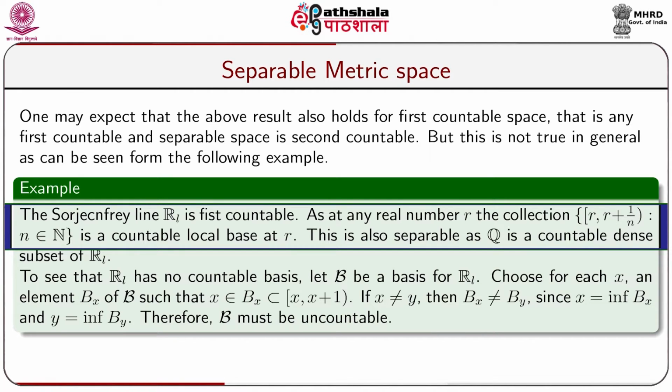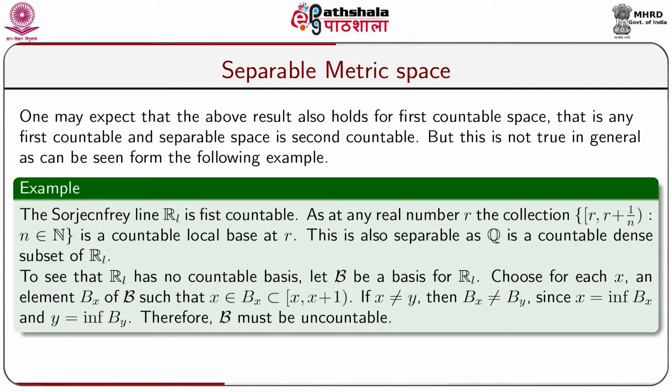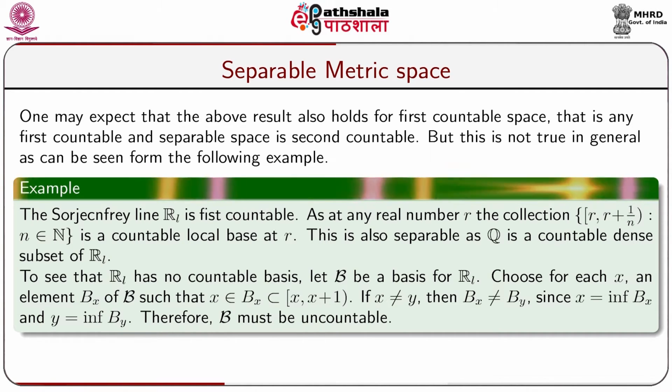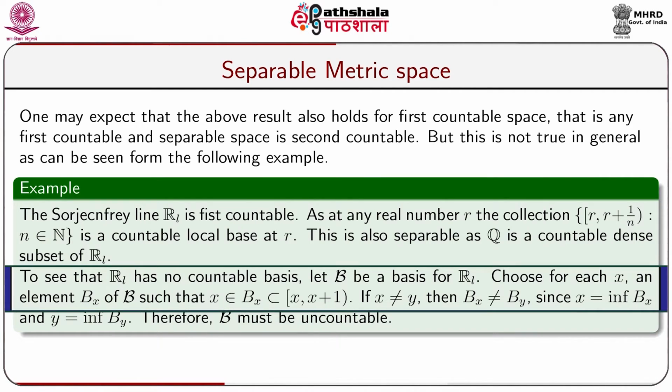The Sorgenfrey line R_L is first countable. In fact, at any real number r, the collection [r, r + 1/n), where the right side is open, is a countable local base at r. So, R_L is first countable. R_L is separable also. In fact, Q is a countable dense subset of R_L, but R_L is not second countable; it has no countable basis.